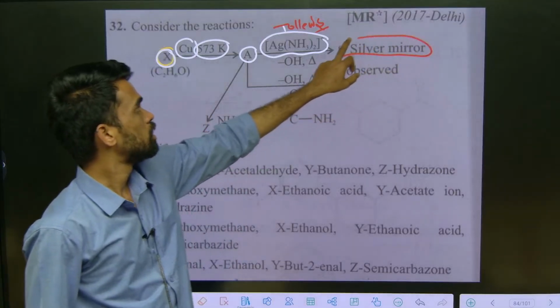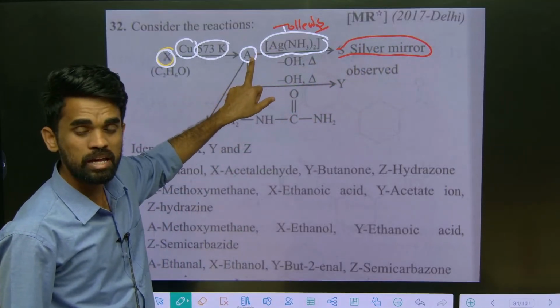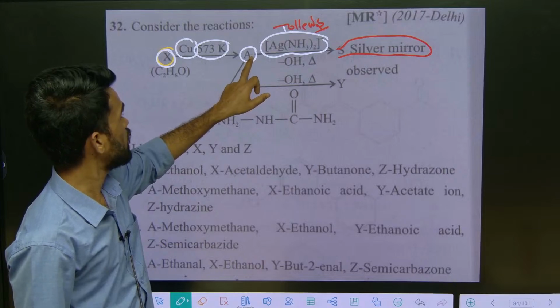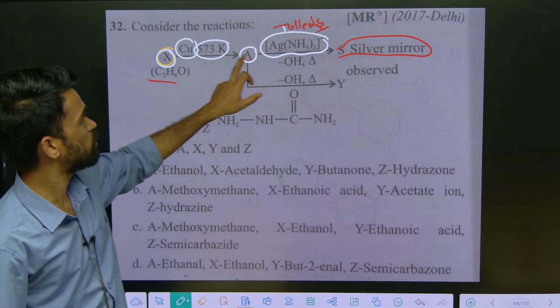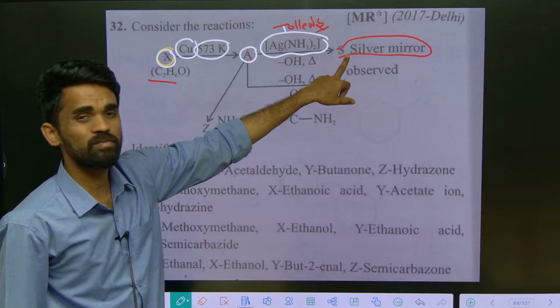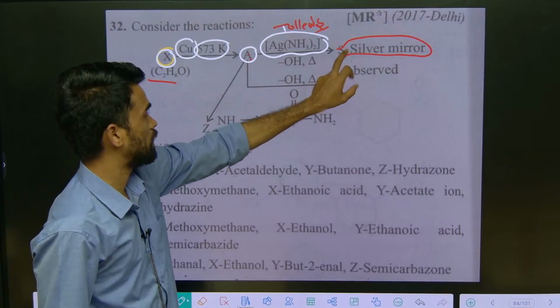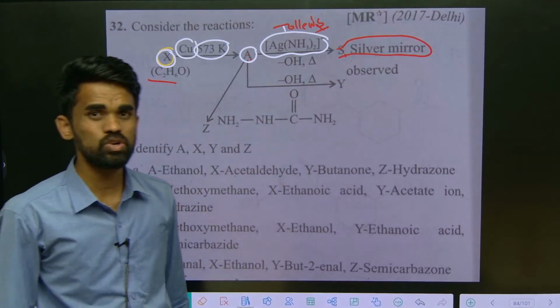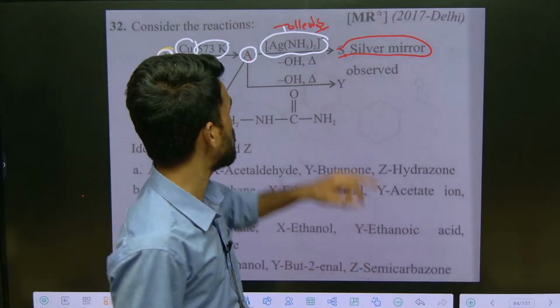It means A is an aldehyde. Maybe A is an aldehyde with 2 carbons, definitely an aliphatic aldehyde. It will not be a ketone. With 2 carbons there is no possibility for ketone formation. Definitely it will be an aldehyde.